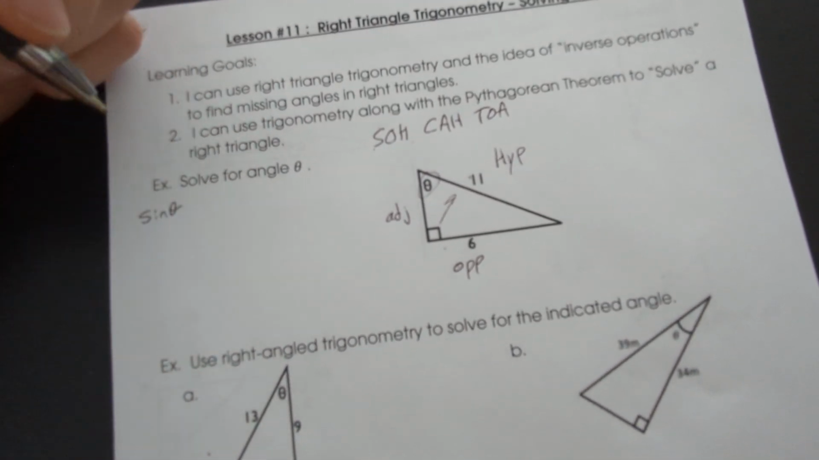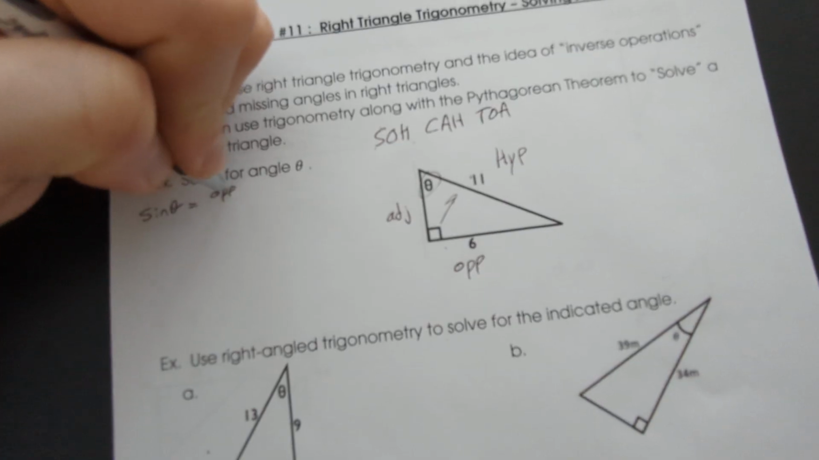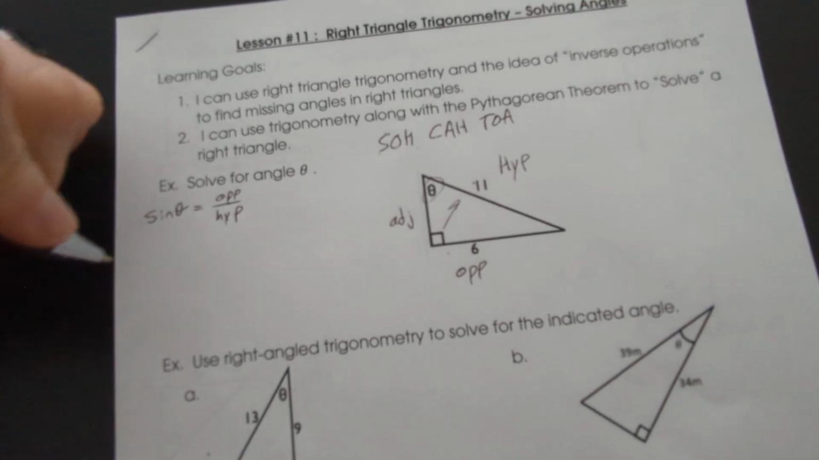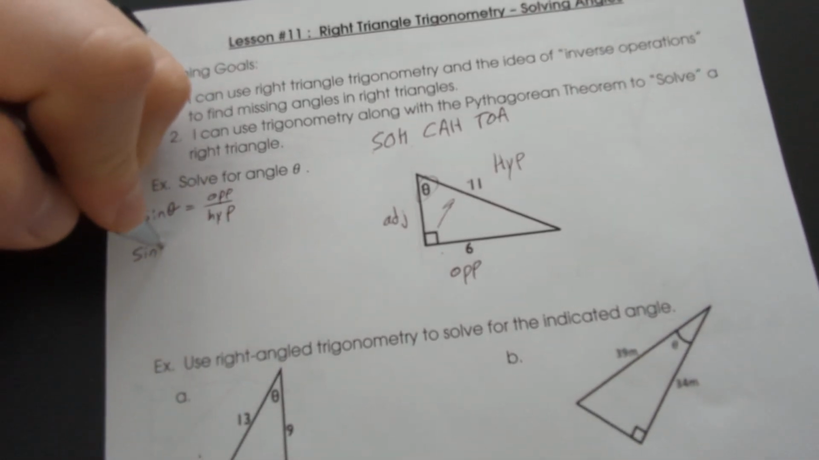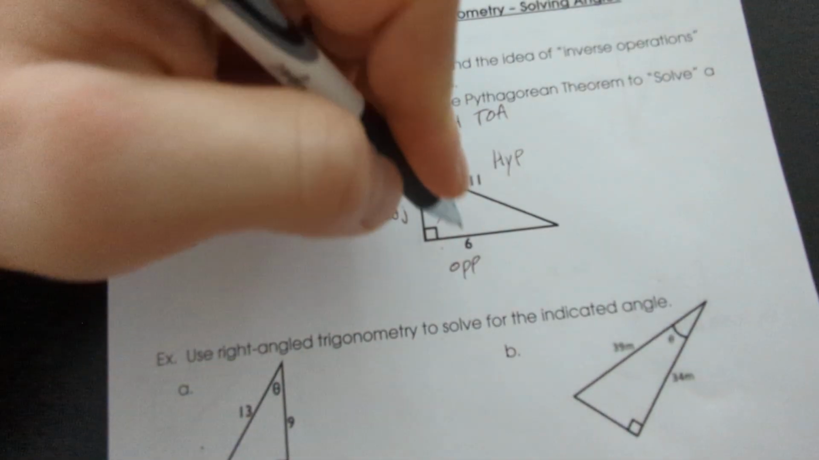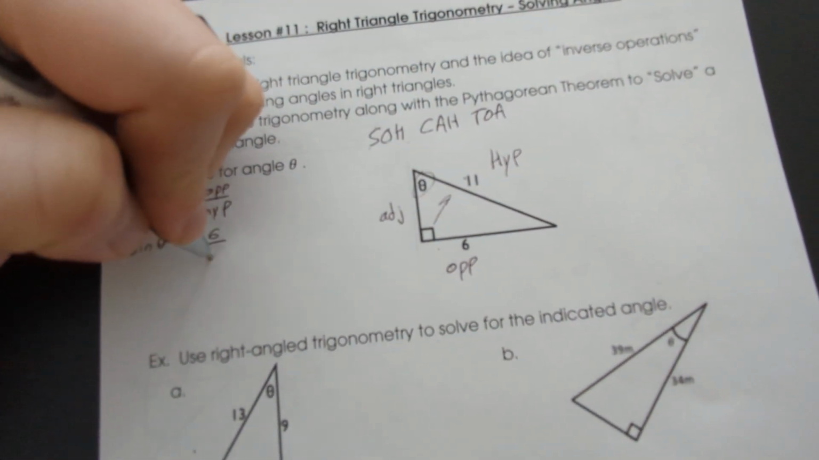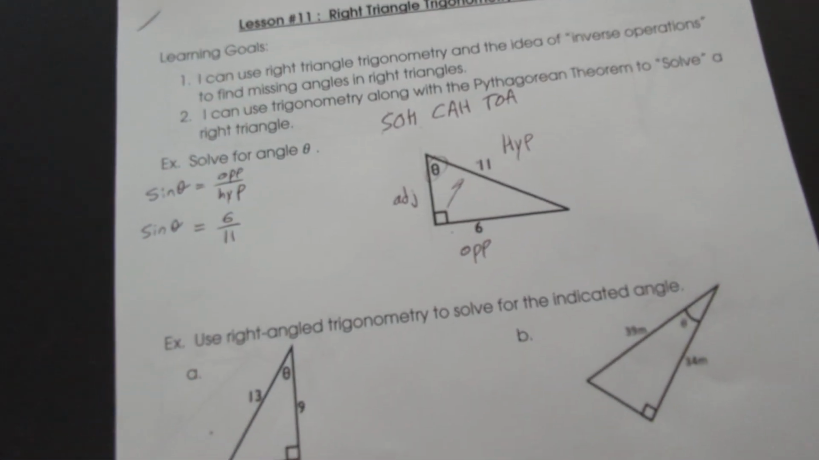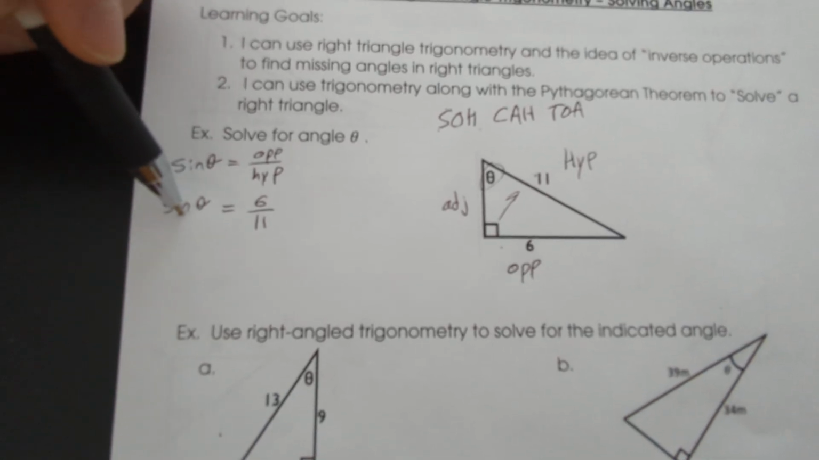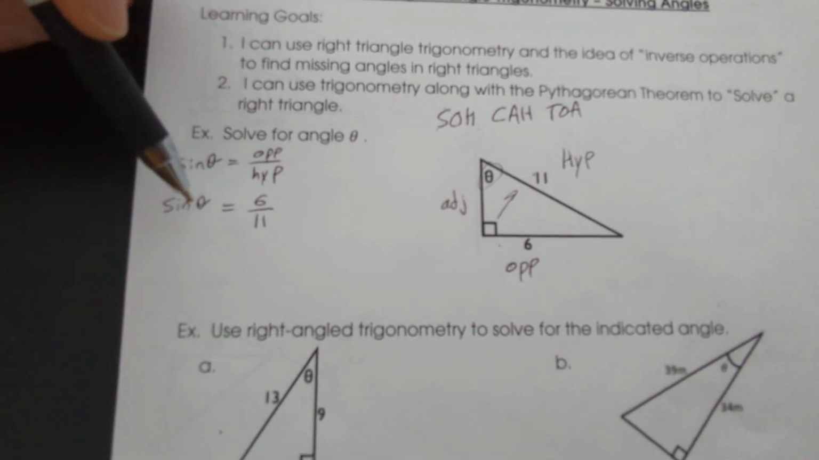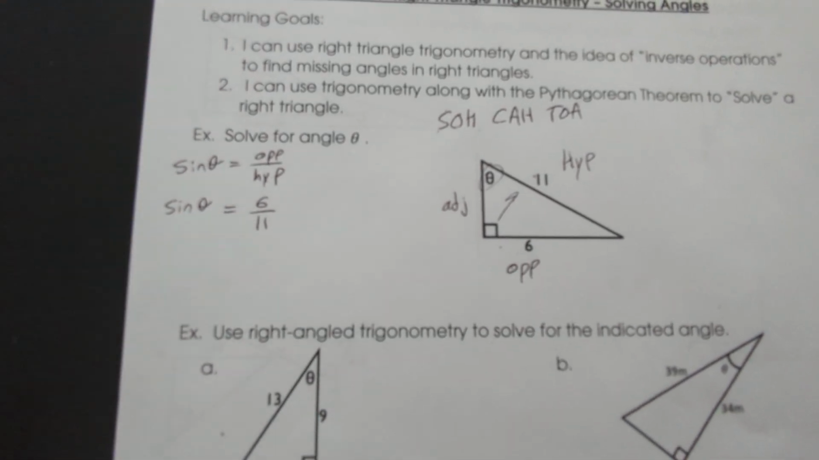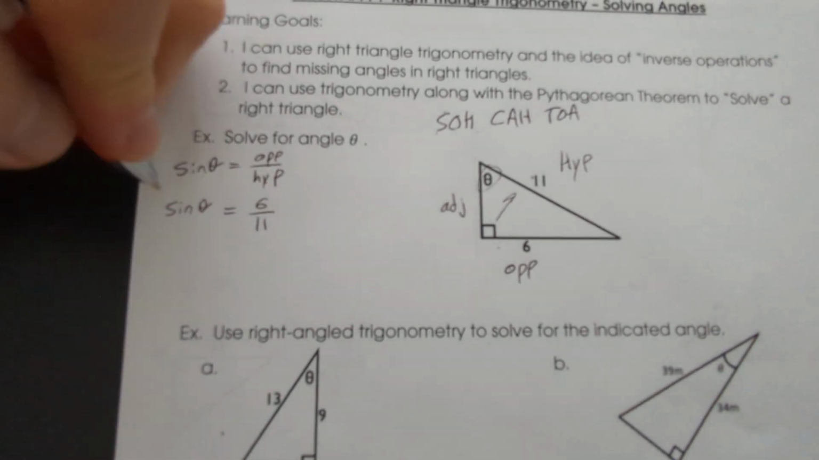So it's sine theta equals opposite over hypotenuse. Then we can plug in what we know. So it's sine theta. We don't know the angle, so we leave it as theta, equals opposite, which is 6, over hypotenuse, which is 11. Now we need to get theta by itself, but these ratios are special. You can't divide both sides by sine, because sine has to have a number that goes along with it. So in order to get rid of sine and get theta by itself, we have to do what's called the sine inverse on both sides.